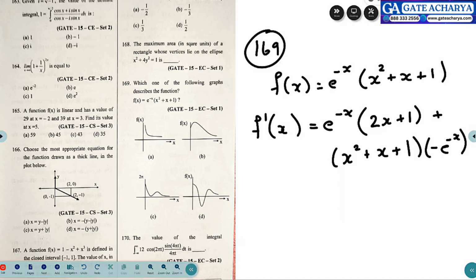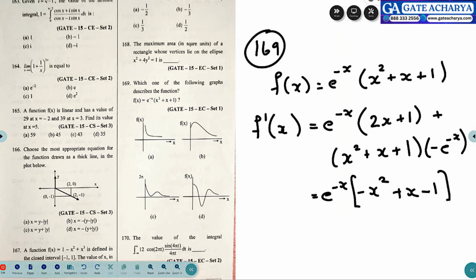Now take e raised to minus x as common. Okay, so here this minus into x square is minus x square. Minus x plus 2x, what is that? Plus x. And then there is a term, minus 1 plus 1, which cancels. This is the derivative function.